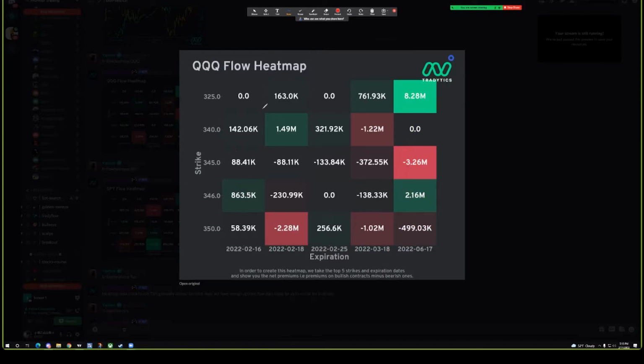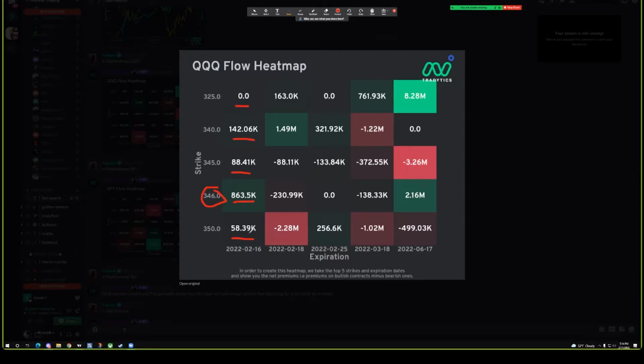Now we're going to go ahead and actually find a place where there's a lot of calls and a lot of puts. Well, essentially here you can see there's zero right here. There's 142K there. There's 88K there. There's 58K here, and there's 860K there. So we know this is actually a pretty specific strike. This is going to be something that catches your eye because this is basically double all of these combined.